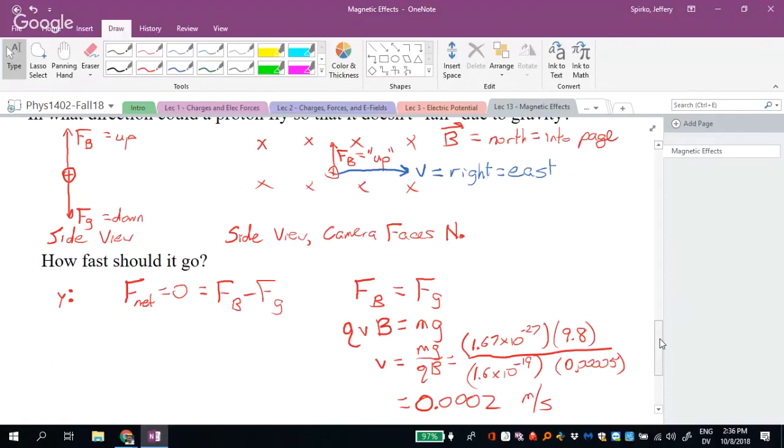But if you move fast enough in a magnetic field, then you could end up tearing the electrons and the protons apart. It just takes a lot more velocity to do that than to just support against gravity. Okay, let's see. Where was I going next?